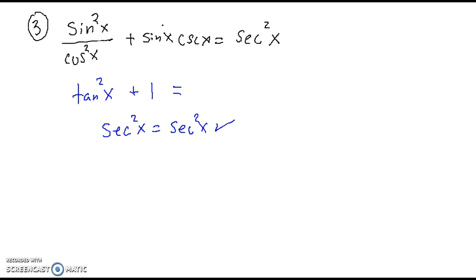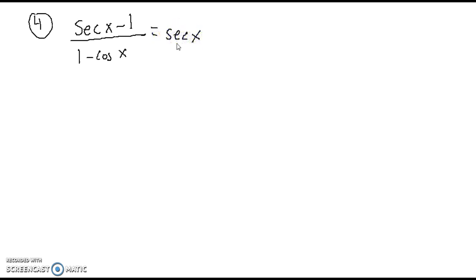All right. Let's keep going. Let's try another example. Call this example number 4. Secant of x minus 1 all over 1 minus cosine of x is equal to the secant of x. Again, if you want to try to pause the video and manipulate this one on your own, feel free.